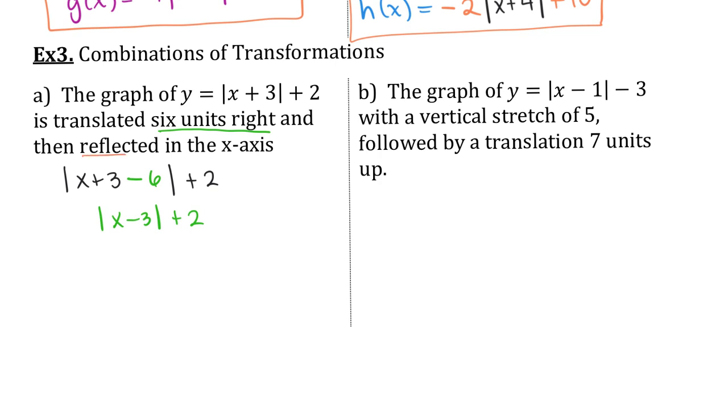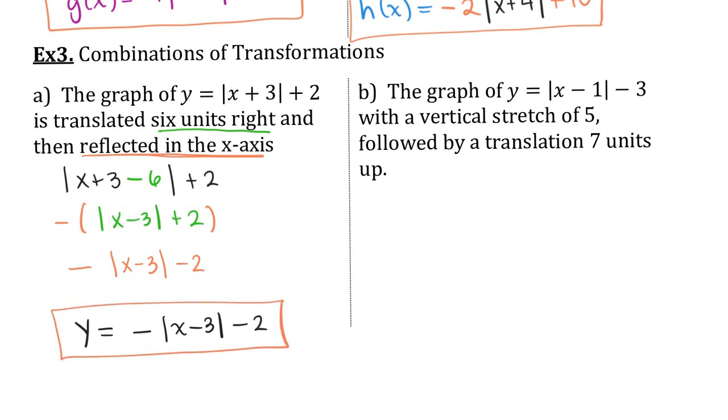Okay, then they want me to reflect it in the x-axis. So now I'm going to flip it. I moved it, now I flip it. So now I'm going to multiply the entire thing by a negative. Okay, and now I've gotten to my resultant equation. It didn't tell me what to label it. I can call it y equals, I can call it f of x equals. Okay, and then that's my final equation.